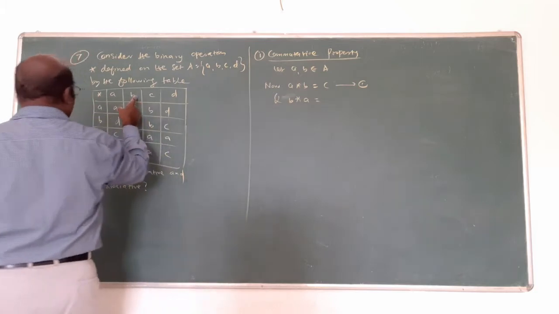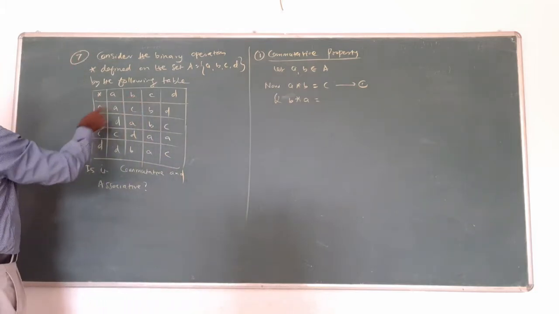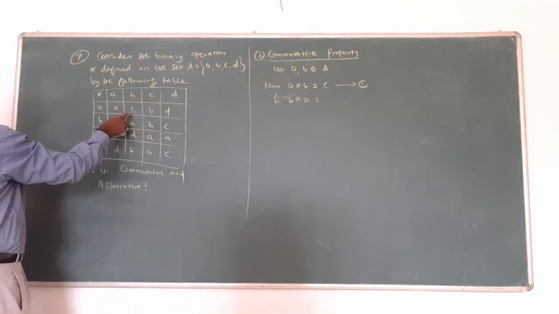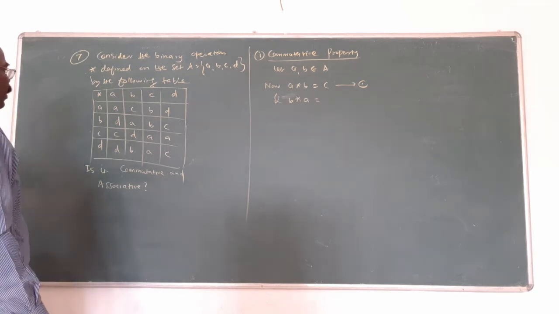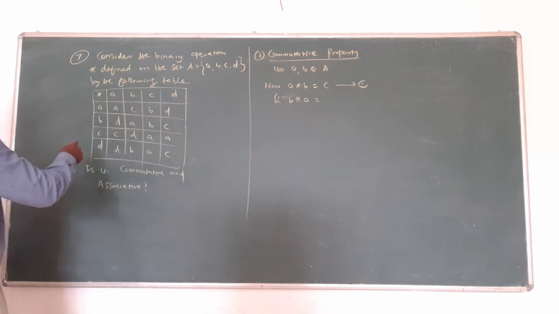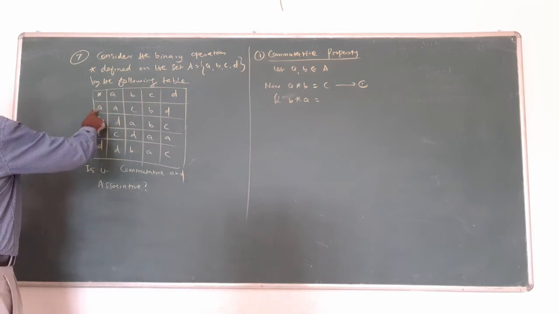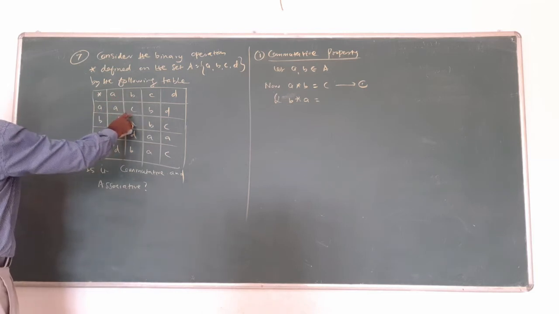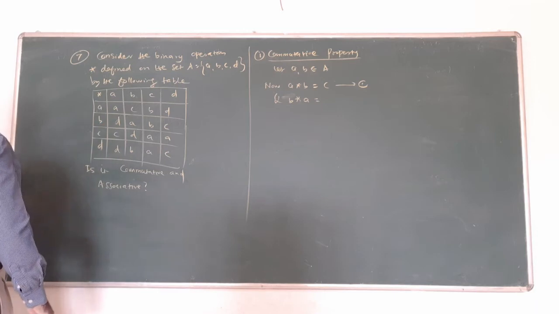From B here. B star A is what? C is correct. Am I right? A star B and B star C. B star A. First one, A star B equal to C. Am I right? Then B star A what?